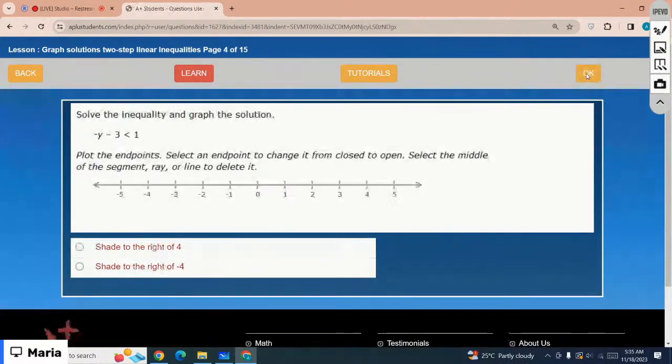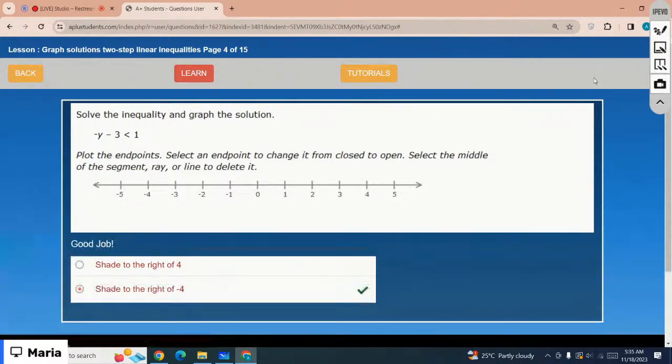Solve the inequality and graph the solution. Which is the correct option? Yes, the correct option is y is greater than negative 4. So that would be shade to the right of negative 4. Shade to the right of negative 4 is the correct option.